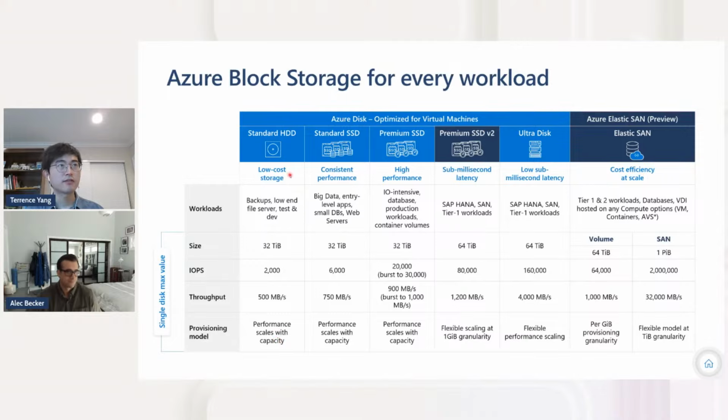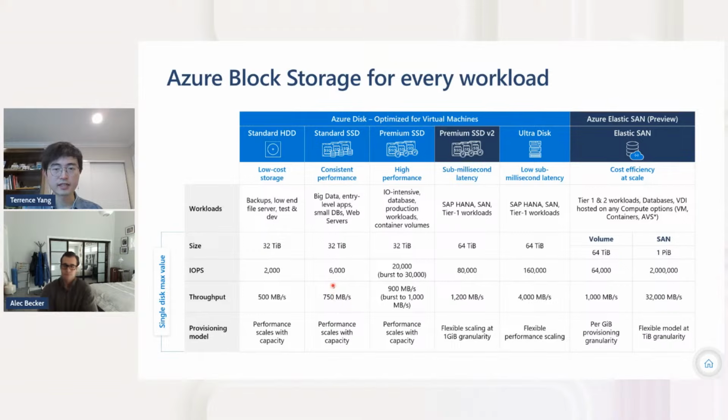And the next level is the standard SSD disk. It performs more consistently compared to the standard HDDs. These are cost-effective storage options for VMs that need consistent performance at a lower speed. Standard SSD disks are not as fast as the premium SSD or Ultra disks, but they still provide single-digit millisecond latencies, and they can provide up to 6,000 IOPS and 750 megabytes per second throughput.